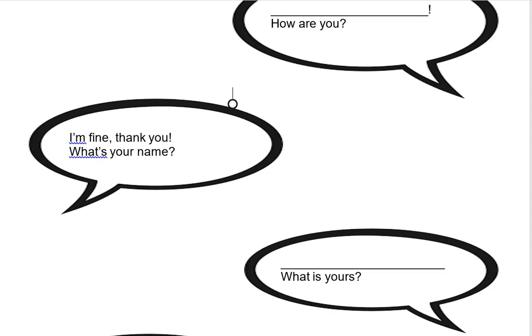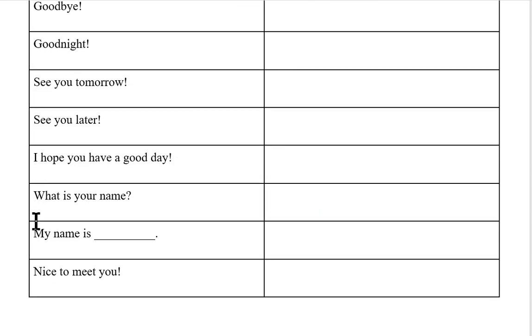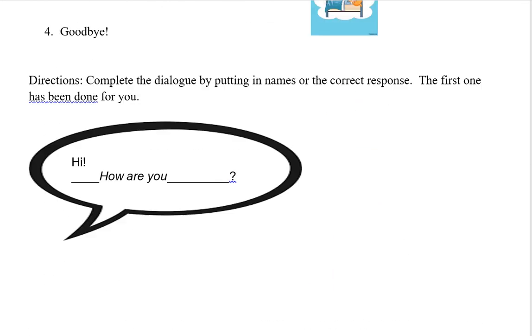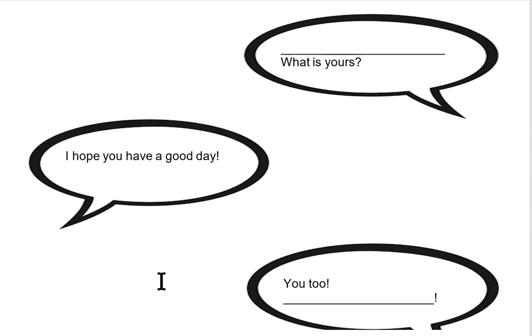What would we answer if someone asked us this question? What's your name? Let's look back. Here we go. Here's the question. What is your name? And here is the response. My name is, and you would put your name there. So, in this blank, we've got to answer this question. What is your name? In this blank, we would put, my name is, whatever your name is. What is yours?